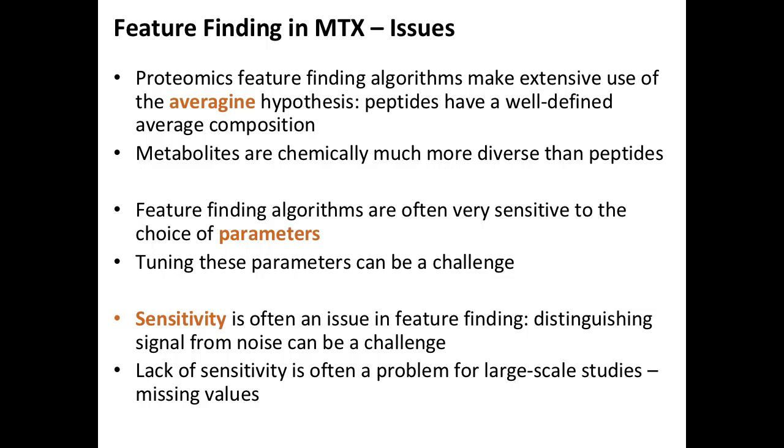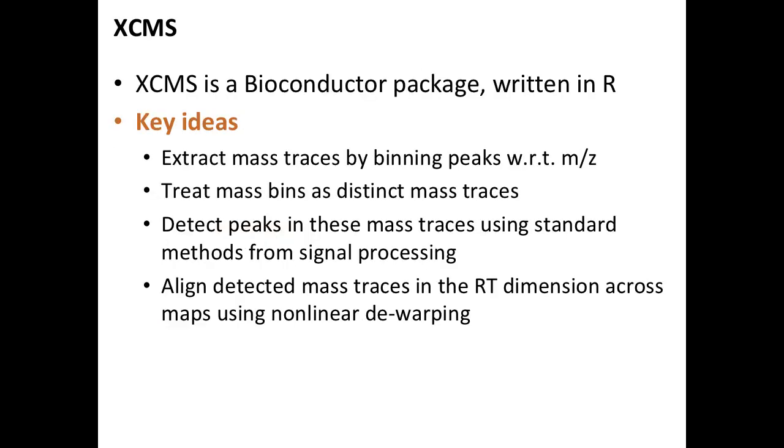Feature finding in metabolomics has been around for a while. I will give you some idea of what other tools do. If you've worked with metabolomics data, you might be familiar with XCMS. That is actually an R package, a Bioconductor package written in R, where the key idea is to extract these mass traces in a very straightforward way.